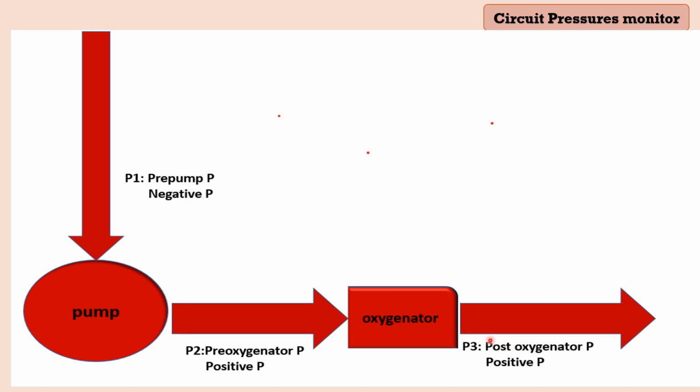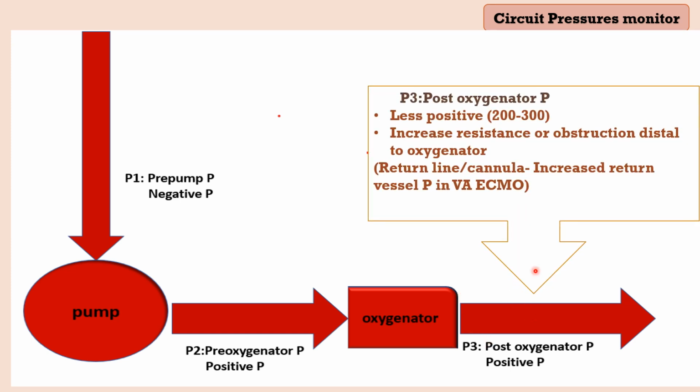The third part is P3, which is the post-oxygenator positive pressure. It's less positive, 200 to 300. It increases with resistance or obstruction distal to the oxygenator, for example, the return line or cannula, or increased return vessel pressure in VA ECMO, like hypertension.